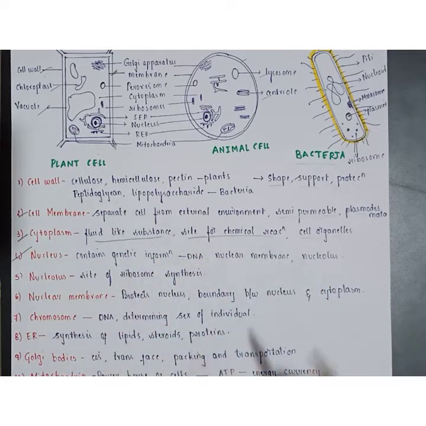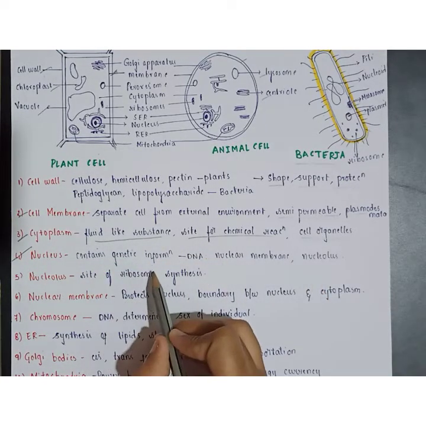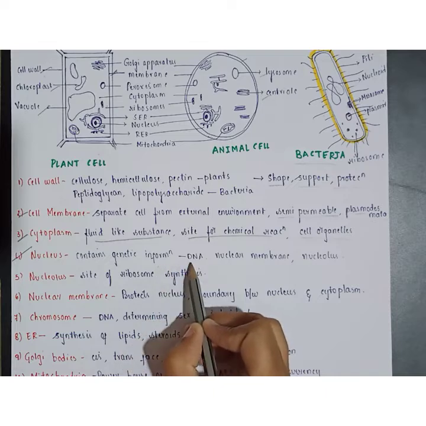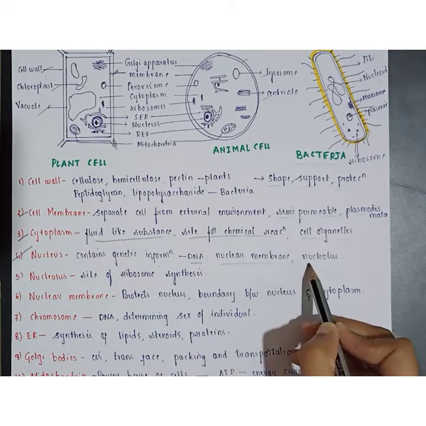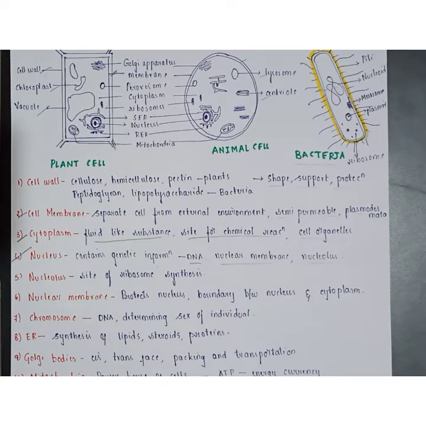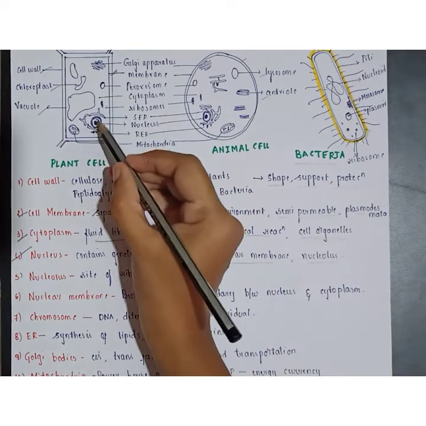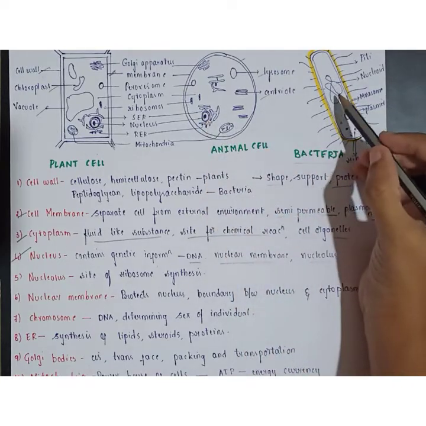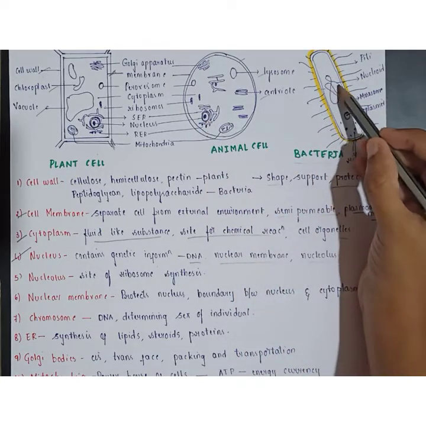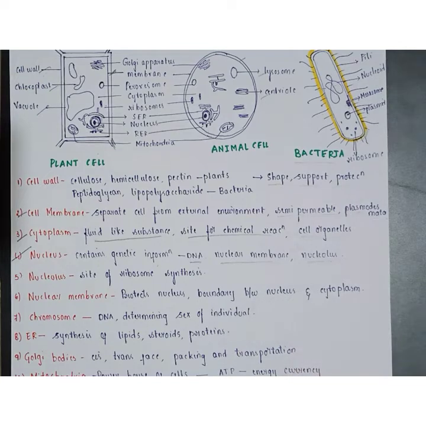And the next one is the nucleus. It contains genetic information, which is nothing but the DNA, and it also contains a nuclear membrane, and inside the nucleus we can see the nucleolus. This one is called a nucleus, whereas in prokaryotes a membrane-bound nucleus is not present, hence it is called nucleoid. So what is the function? If we take a phone as an example, the entire data of the phone is stored in the memory card.